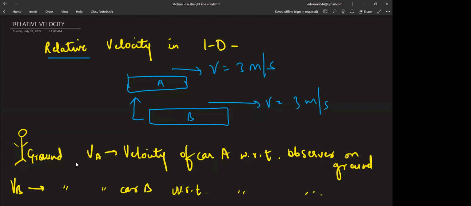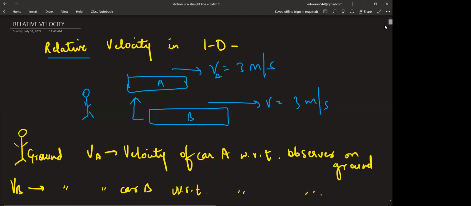So just VA, when I say VA, was the initial velocity of the car before this B came. Basically it means if a person from the ground is observing car A, it is the velocity of car A with respect to the observer on the ground. So whenever you have VA, that is the velocity of the object. VB means velocity of the object.